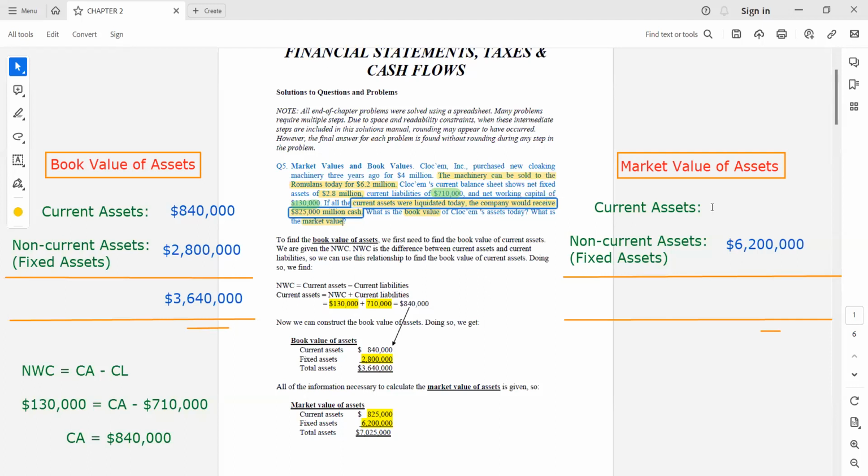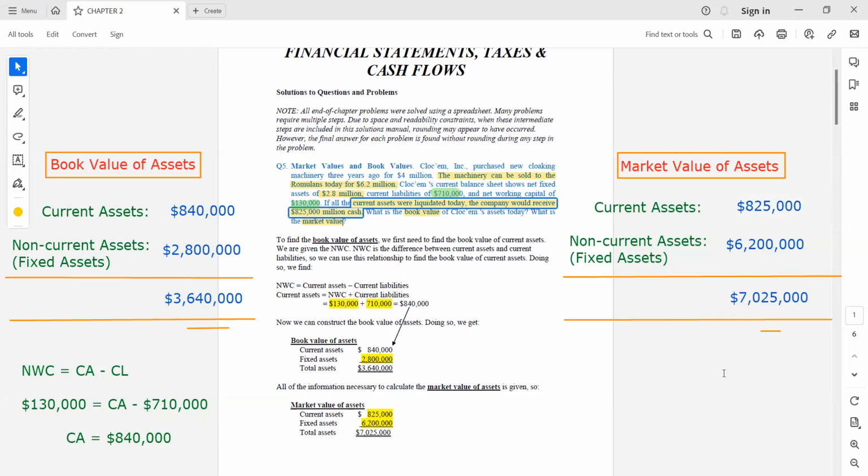So you see, we use back all the formulas from the beginning of the class. 825,000. So now, same thing, we can form the final answer. How much is the answer? 7,025,000. Okay, we are done with the first question already.